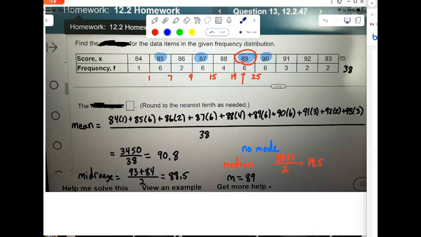So there we are. Hopefully this helps you as you're dealing with these averages.